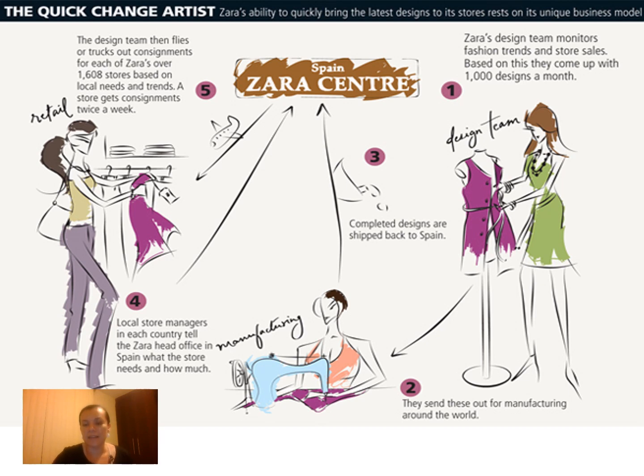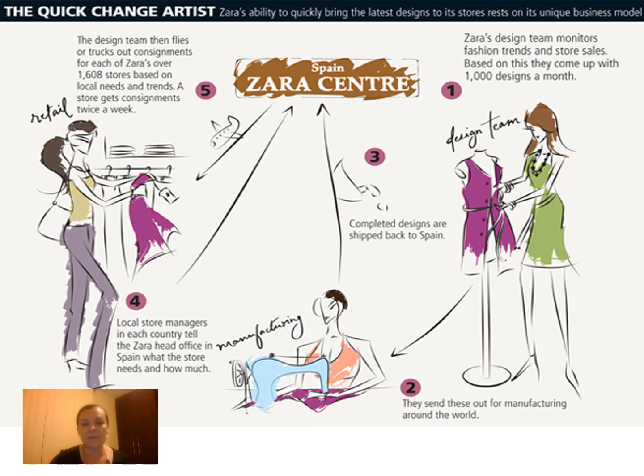The second thing that they do is send this out for manufacturing around the world, and then they start to sew everything. Then the complete designs are shipped back to Spain, and local store managers in each country tell the Zara head office in Spain what the store needs and how much. Based on this, they plan in Spain what to produce and what fabric or other materials they need to buy to produce everything the stores need. They go right away to the market.